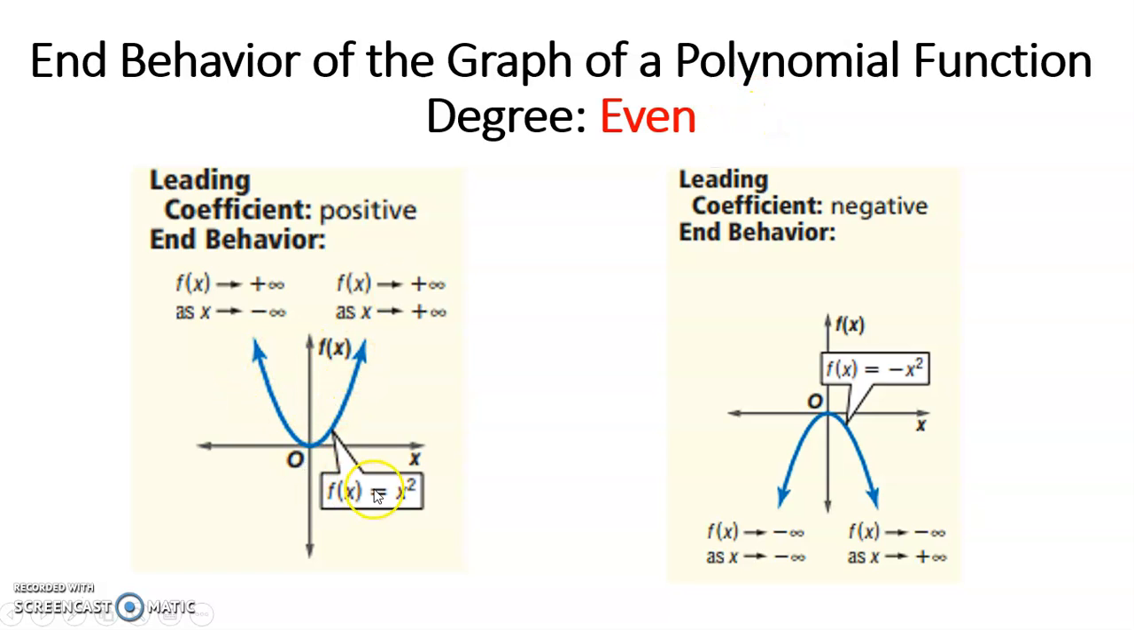So even if it is, let's say, f of x is equal to x raised to 4, or f of x is equal to x raised to 6, or any polynomial that has an even degree, the end behavior will always be like this. Okay? And the leading coefficient is positive.